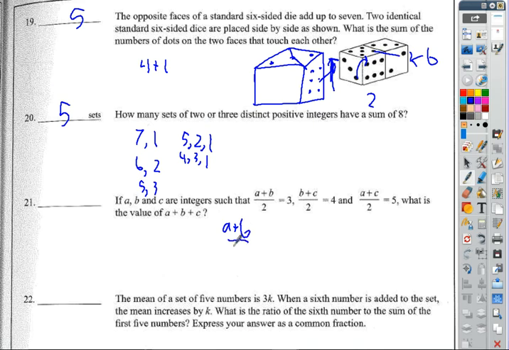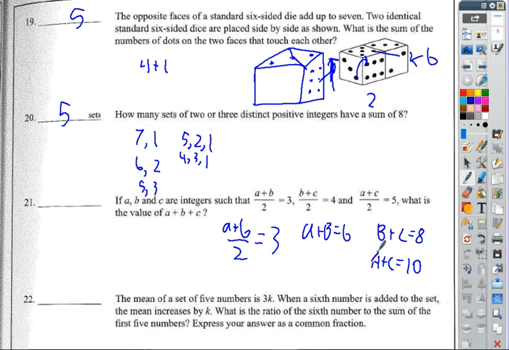(A plus b) over 2 equals 3. But then what I did is I multiplied both sides by 2. So that gives me a plus b equals 6. I did that for (b plus c) over 2 equals 4 also. And that gave me b plus c equals 8. And then I did that for a plus c also to get a plus c equals 10. And next what I did is I added up all of the equations. Oops. I messed up right there. That one should be a 6. So a plus b equals 6 and b plus c equals 8.